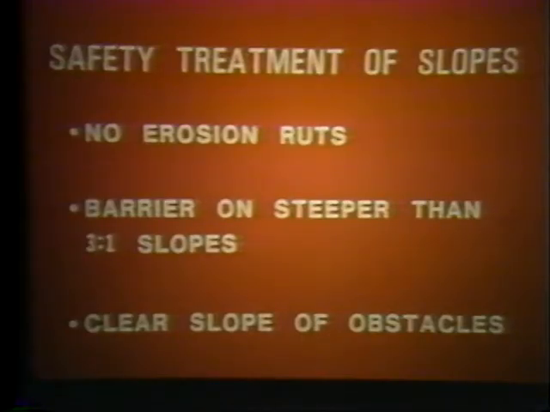As I said before, severely rutted slopes can cause vehicle rollover. A smooth, stable slope surface is a definite safety improvement for unshielded roadsides. Barriers should be considered on slopes steeper than 3-to-1, particularly if the toe of the slope is hazardous. All appurtenances on the slope should be safety treated.